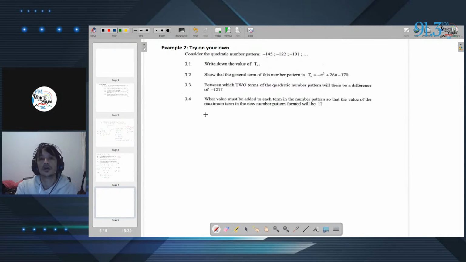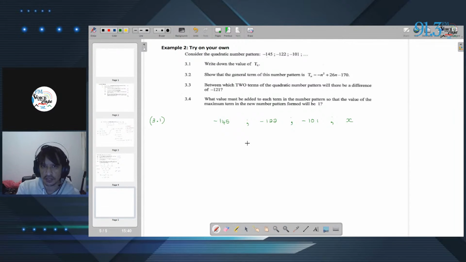So, consider this quadratic number pattern. Write down the value of T4, so the fourth term. Okay, this is fairly easy. So we'll go 3.1. And we write down our sequence: -145, -122, -101, and we need to find this fourth term. We'll call it x.